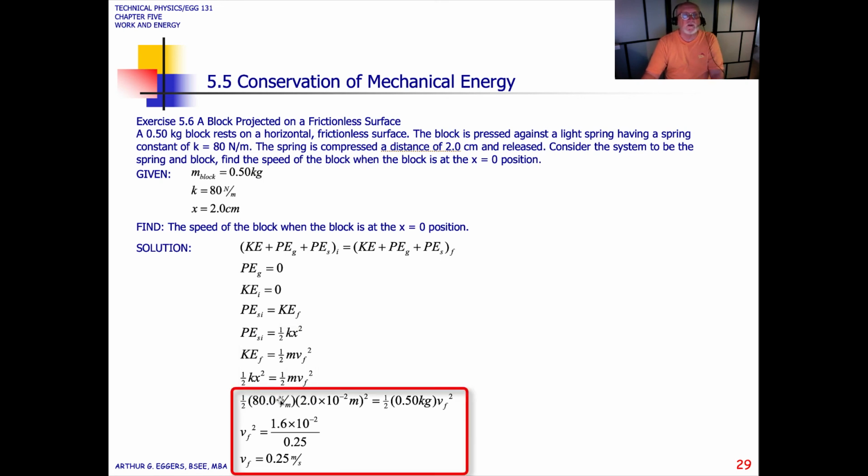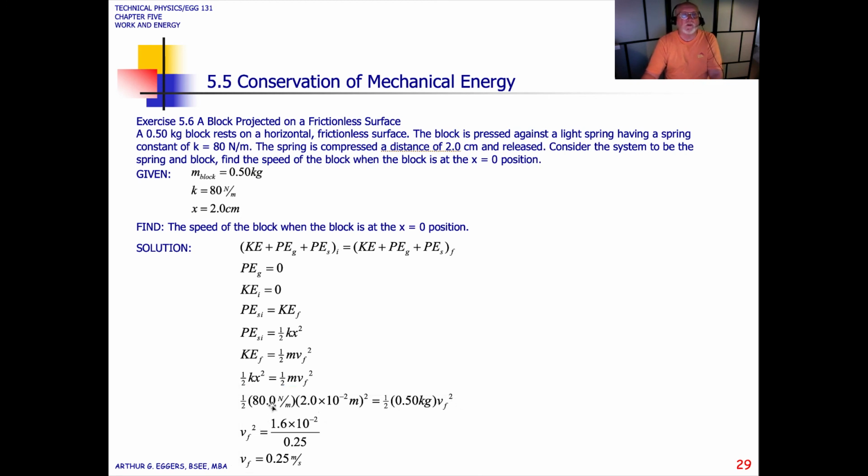So 80 newtons per meter, 2 times 10 to the minus 2 meters. We did this because we've got meters. We're going to take our 2 centimeters and we convert it to meters. It makes it easier. Do that up ahead, at the beginning of the problem. And then 1/2 times 0.5 kilograms, that's the mass of the block, times the velocity final squared. We don't know yet. That's what we're solving for.